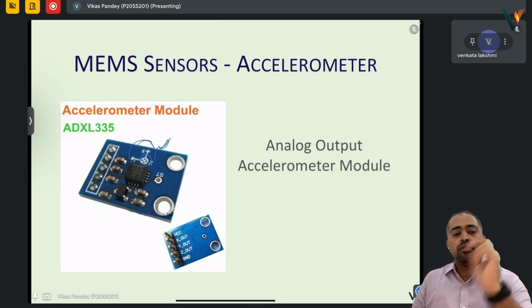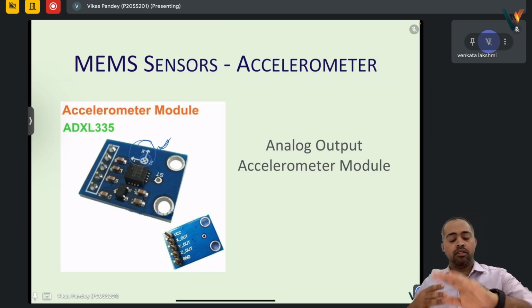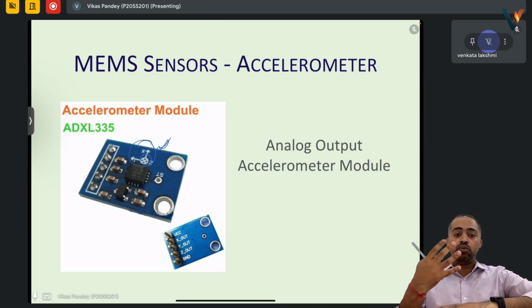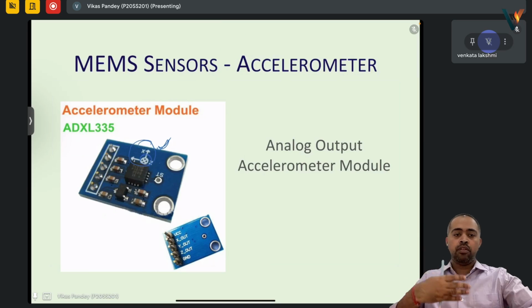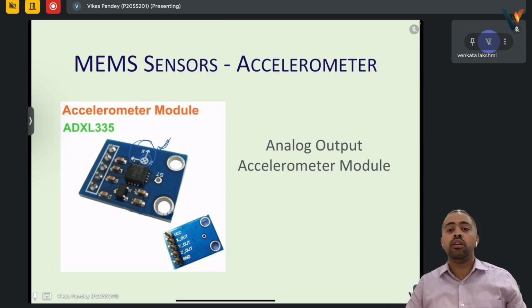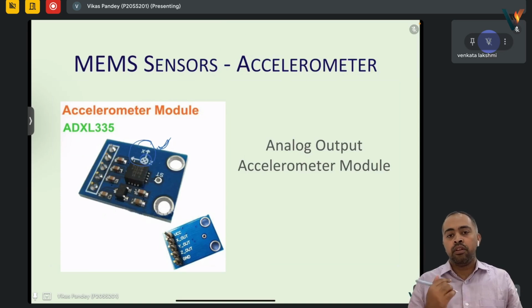The way it can do this is that it might be having two sets of accelerometers, one for XY direction, one for YZ direction, or three sets of accelerometers, XY, YZ, and ZX. So all three planes it will detect, and as such you can get the complete acceleration in whatever directions you intend.